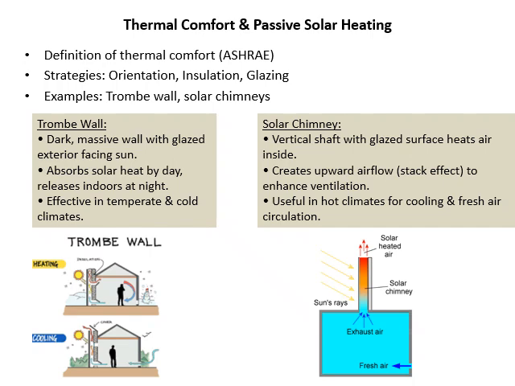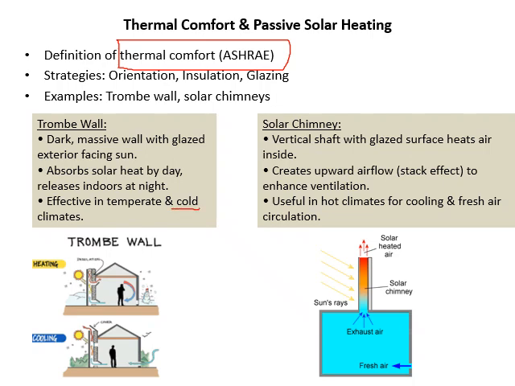So how can we attain thermal comfort? Thermal comfort means either in the summer you arrange for something like cooling, or in winter you do the house heating. One type is the Trombe wall. A Trombe wall is a dark, massive wall with a glazed exterior facing the sun. It absorbs solar heat by day and releases it to the indoors at night, so it can keep the house warm at night in a cold climate.